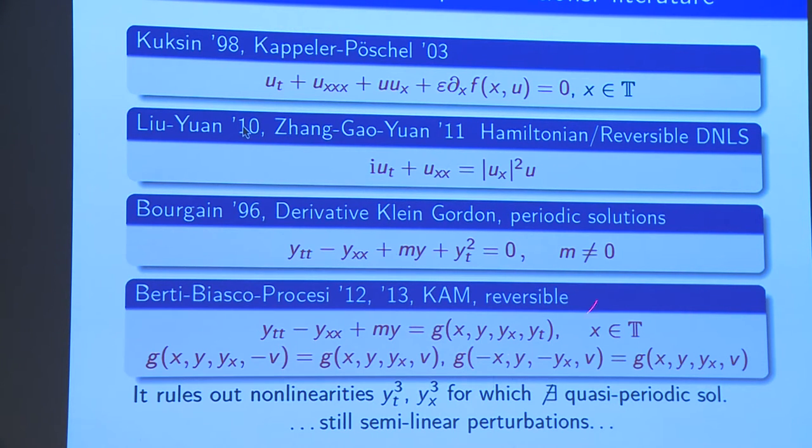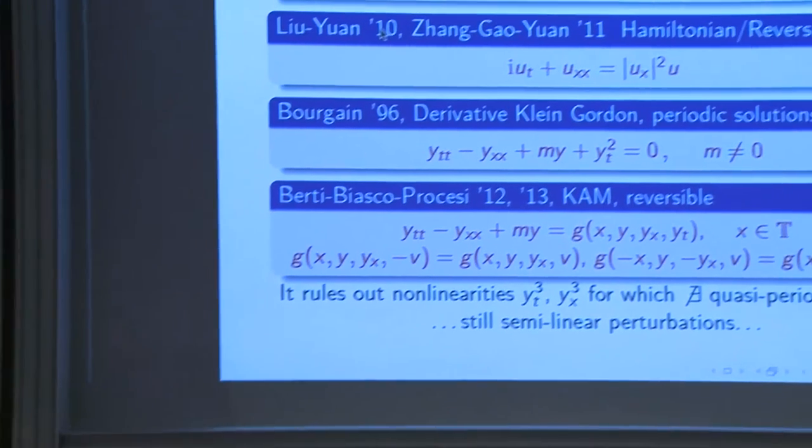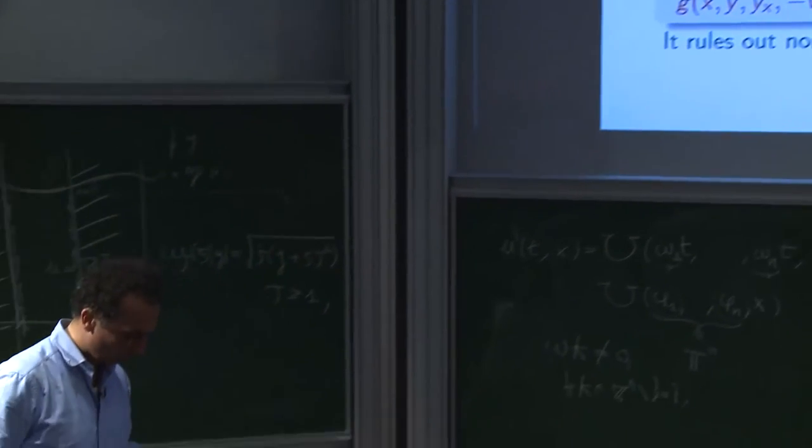I have no idea about a possible Hamiltonian structure of this equation, but it is natural to expect a reversible structure. The reversible structure is compatible with the presence of quasi-periodic solutions, to control the growth of Sobolev norms, as we saw also yesterday.